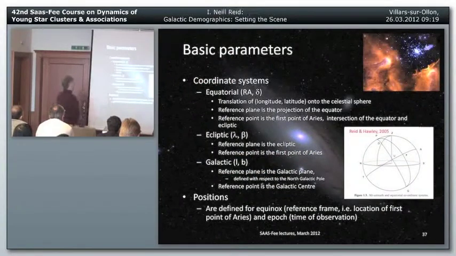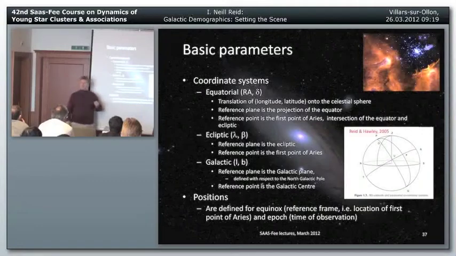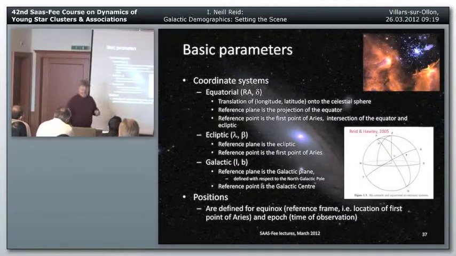This slide is important just for one thing. Something that has always irritated me is people who confuse equinox and epoch. Equinox is where the first point of Aries is. It's the reference system. Epoch is when you do the observations. I just mentioned that.